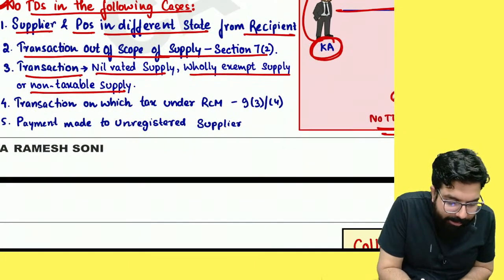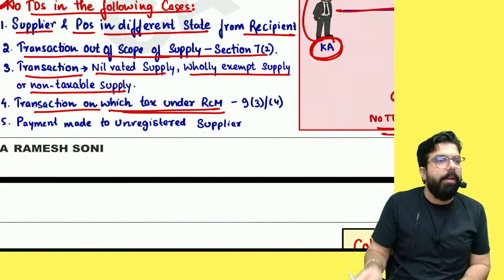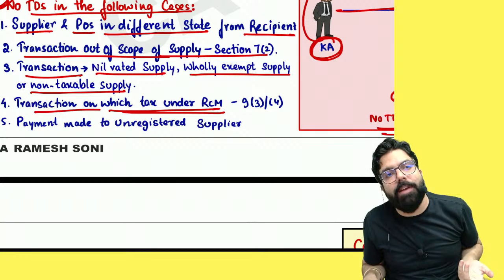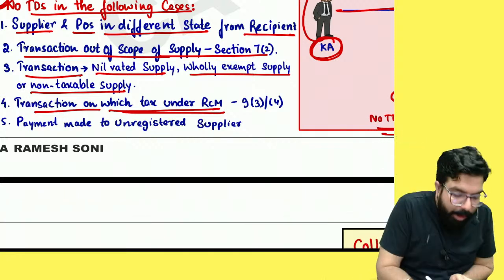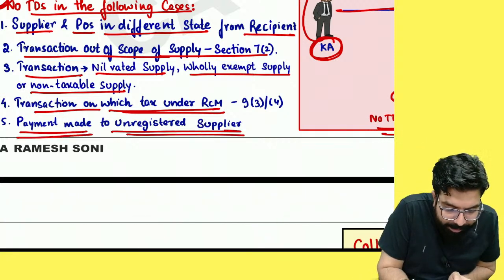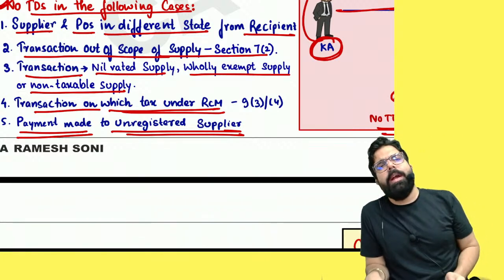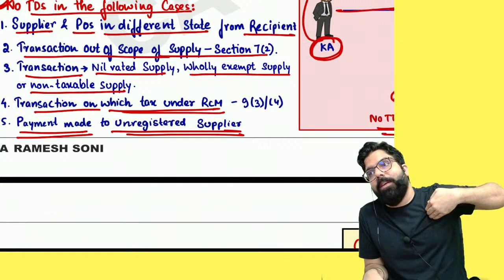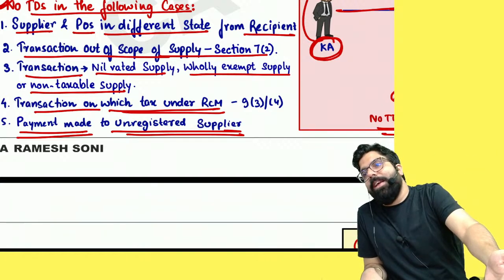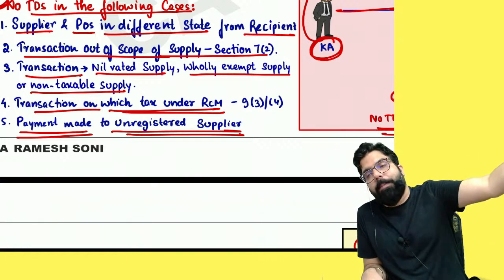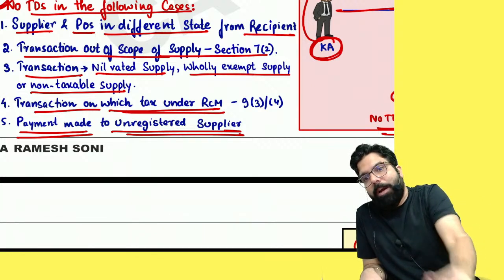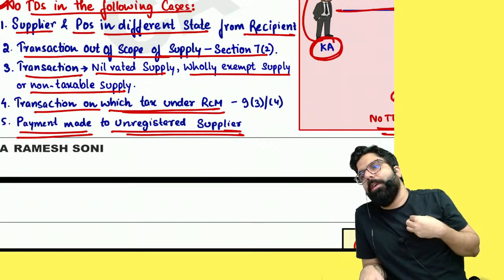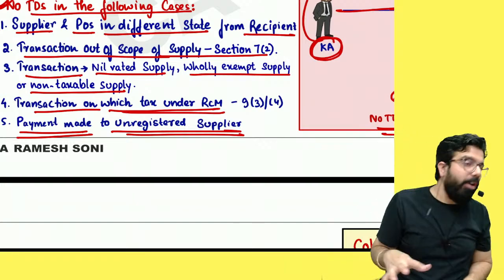Next, a transaction on which tax is payable under RCM. I supplied some supply to the government department, and the government department has to pay GST under RCM. No TDS. And whenever a payment is made to an unregistered supplier: if the government department is making the payment to me and I am unregistered, and the government deposits the TDS to the government, will I get the credit if I am unregistered? So in that scenario, they will not deduct TDS. People, are we all clear with this point?